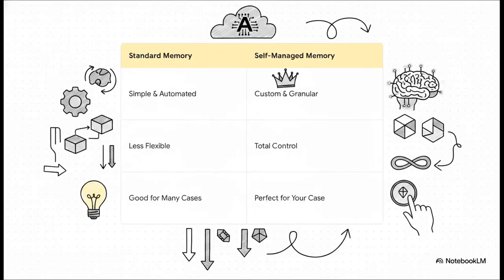Okay, so let's break it down. On one side, you've got your standard memory. It's simple, it's automated, and you know what? It's great for a lot of applications. But on the other side, you've got self-managed memory. And here, you're trading that out-of-the-box simplicity for something way more powerful. Custom, granular control that's built to be absolutely perfect for your specific use case. Imagine a complex customer service bot that can't afford to forget a single detail across a long chat. That's where this just completely shines.